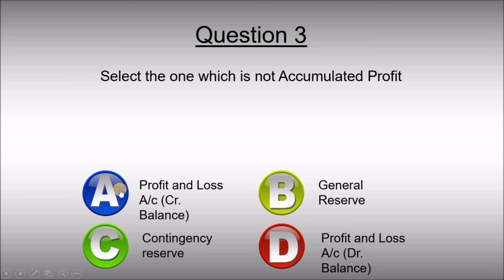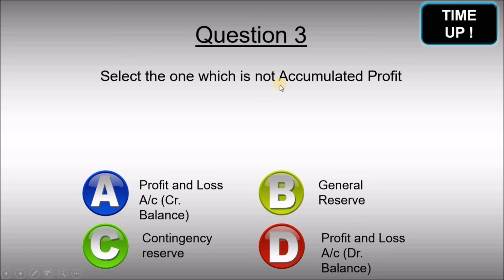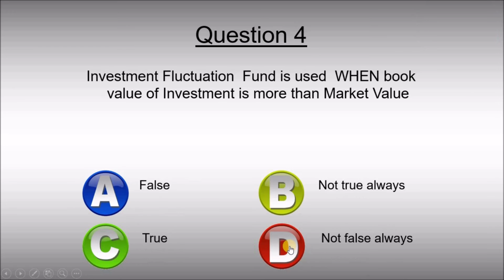Select the one which is not accumulated profit, and these are the 4 choices: A, profit and loss account credit balance, B, general reserve, C, contingency reserve, D, profit and loss account debit balance, and your time starts now. Which one of this is not accumulated profit? Please see this word clearly, not. So time up. So correct answer will be profit and loss account debit balance. Why? Because this is not accumulated profit, this is accumulated loss.